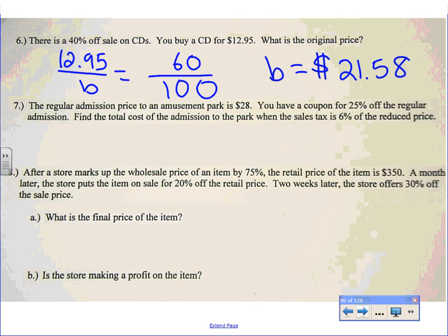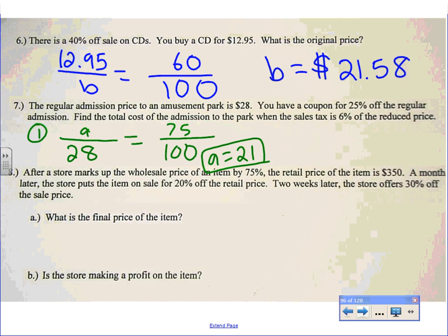Right, so there's 2 steps in number 7. That's why this is a little bit confusing. The first thing you need to do is take A over 28 equals 75 over 100. So you need to find the reduced amount. So Steve, what did you get for the reduced amount? Good, so the reduced amount is 21.